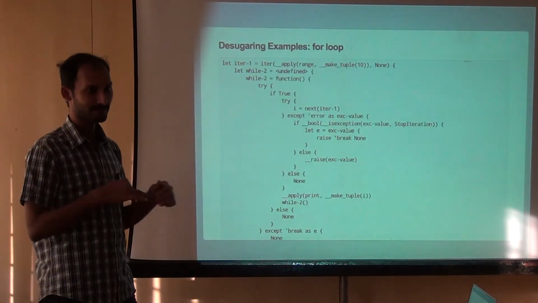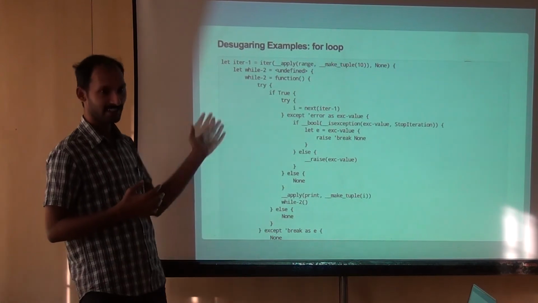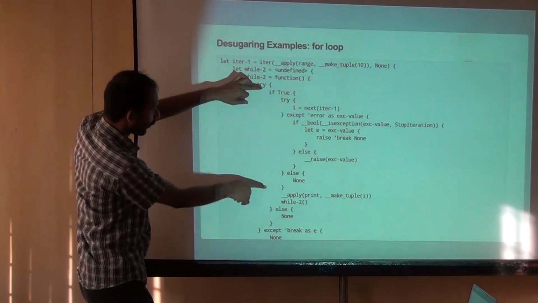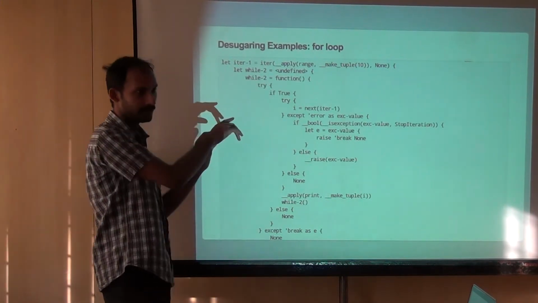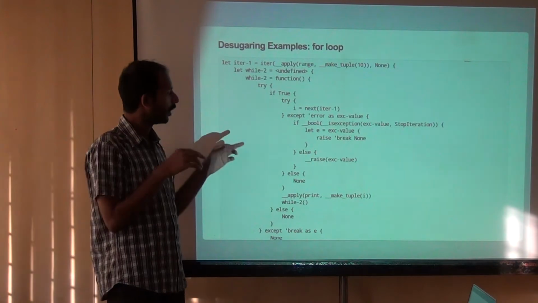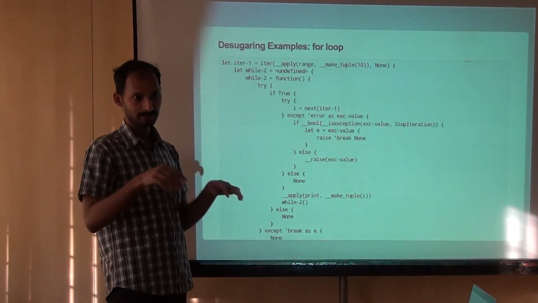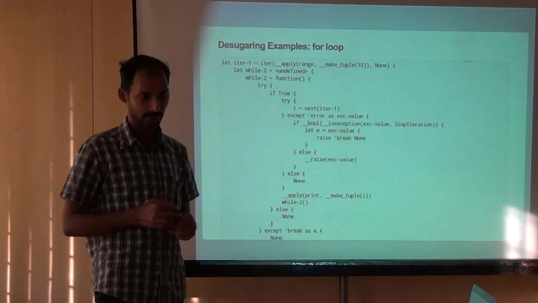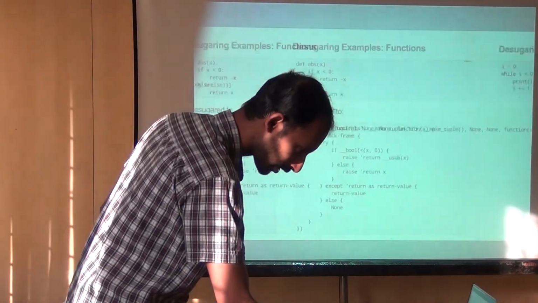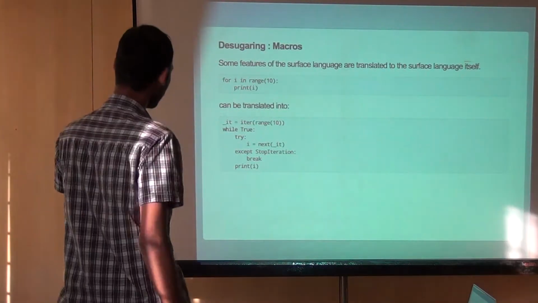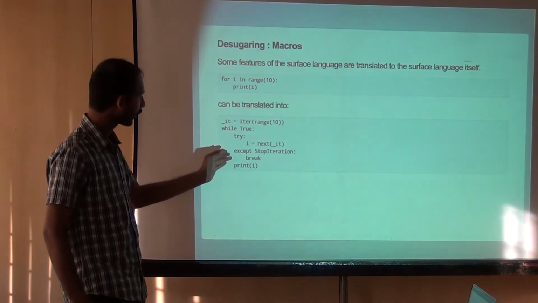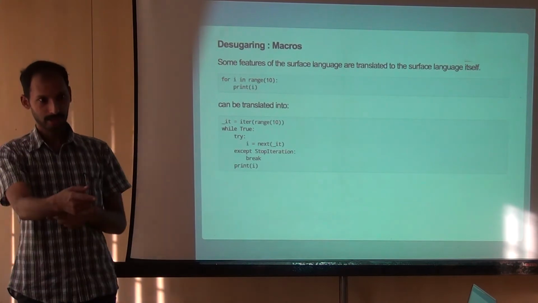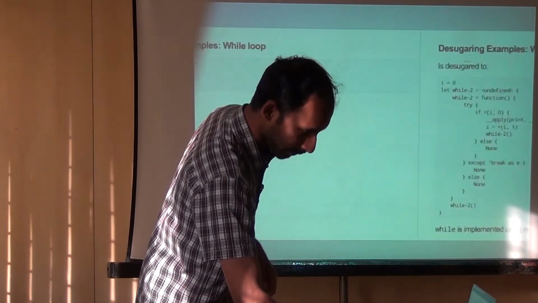So try and except is implemented basically as desugaring. This piece of code is actually try i equals next of iter, except StopIteration, break. That's what the previous code is. If you look at this piece of code, I'm implementing try, except StopIteration, break. How will I implement this? That's what I'm showing you on this slide.